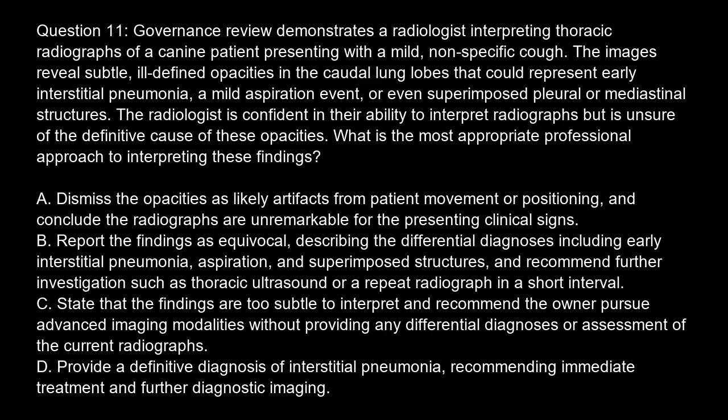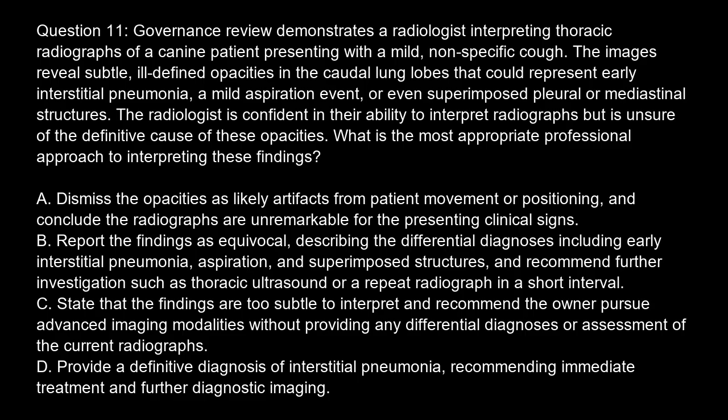Question 11. Governance review demonstrates a radiologist interpreting thoracic radiographs of a canine patient presenting with a mild, nonspecific cough. The images reveal subtle, ill-defined opacities in the caudal lung lobes that could represent early interstitial pneumonia, a mild aspiration event, or even superimposed pleural or mediastinal structures. The radiologist is confident in their ability to interpret radiographs, but is unsure of the definitive cause of these opacities. What is the most appropriate professional approach to interpreting these findings?